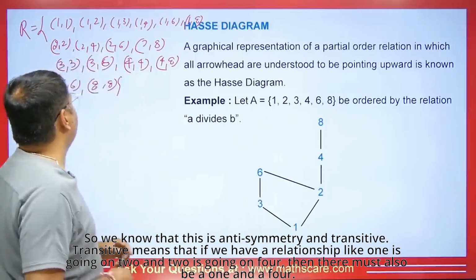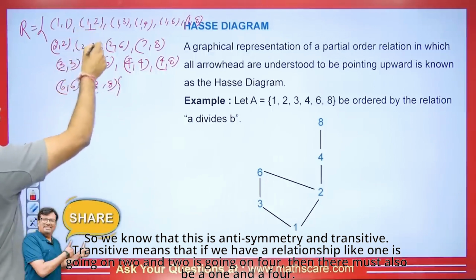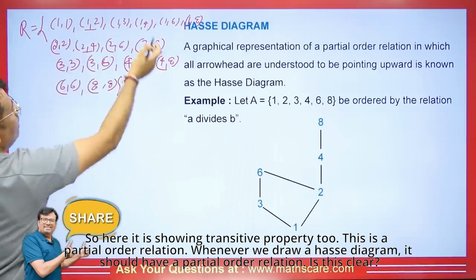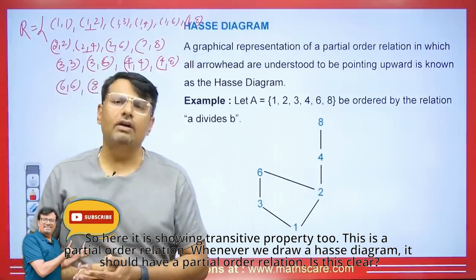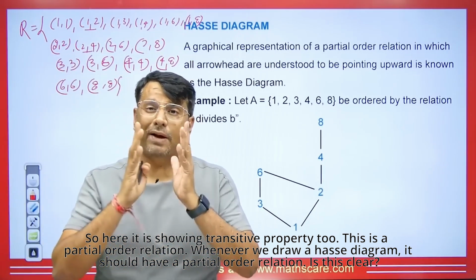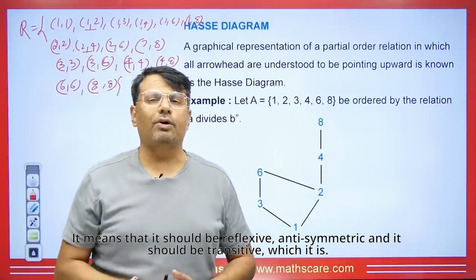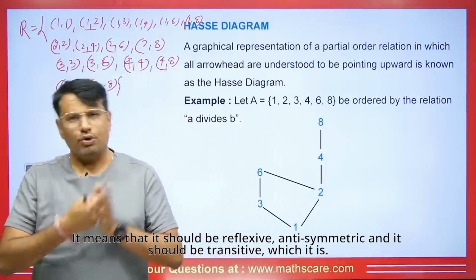And the third is transitive. Transitive means that if we have a relationship like 1 divides 2 and 2 divides 4, then there must also be a relation of 1 with 4. As here we have 1 and 4, it is showing the transitive property too. So this is a partial order relation. Whenever we draw a Hasse diagram, it should have a partial order relation. It means that it should be reflexive, antisymmetric, and transitive, which it is.